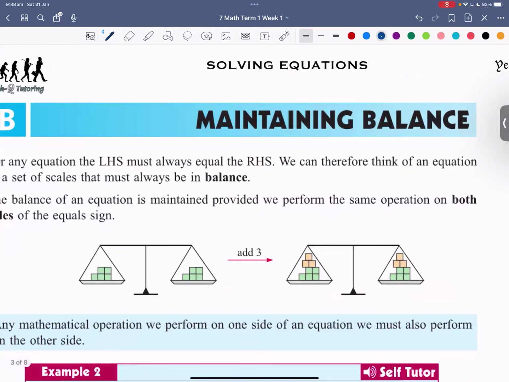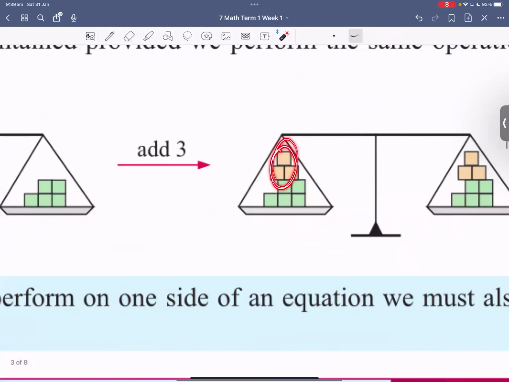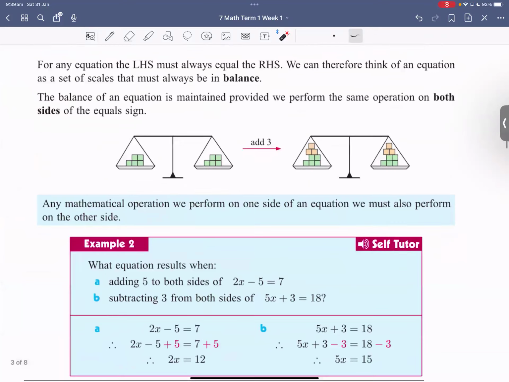I'm sure everybody in the class knows that these two are in balance. So if you add something to this side, what do you have to do to maintain the balance? Add the same thing to the other side. So if I add 3 squares on this side to maintain the balance, I have to add 3 squares to the other side. Makes sense? Whatever you do to one side of the equation, you have to do the exact same thing to the other side of the equation. Everybody knows that? Cool.